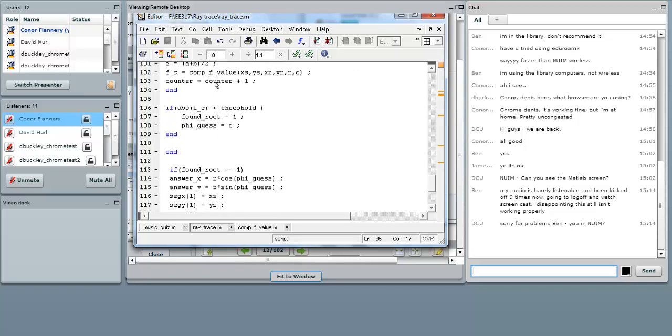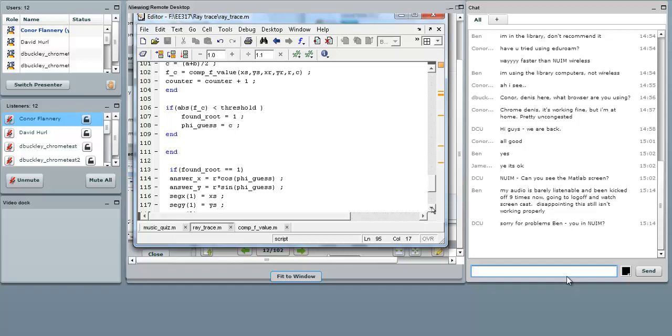If we left that little while loop, and we did manage to find a root, if the absolute value of f of c was less than the threshold, it means c is a value such that f of c is very small. It's effectively a root. We put our little flag, found root equals 1, to tell us we found the root, and we say our phi guess was equal to c. Okay, so that's the end of that little section.